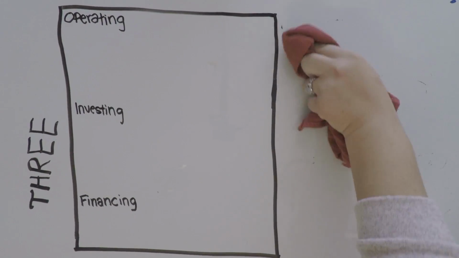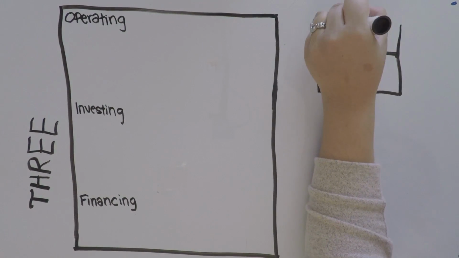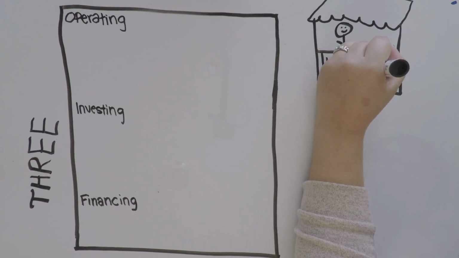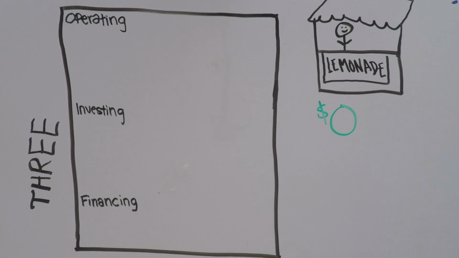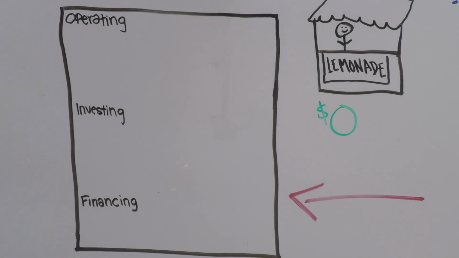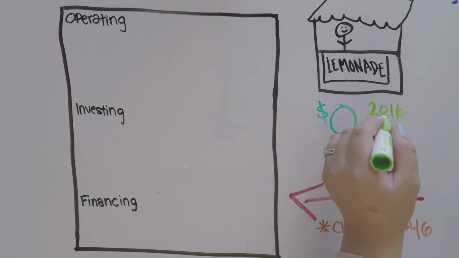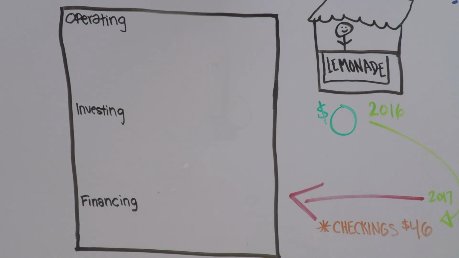If this were our first year doing a statement of cash flows for our lemonade stand, all previous accounts are at $0. Setting up a statement of cash flows may look something like this. Note: our checking account states that we have $46 in cash today. We will show how we went from having $0 last year in our business to $46 in cash after 1 year.